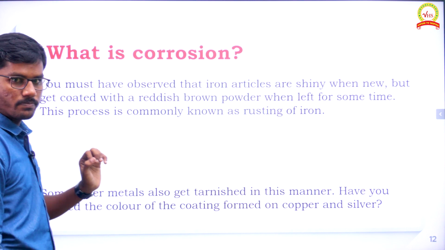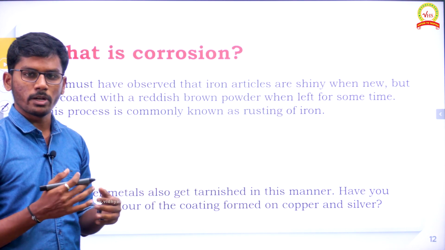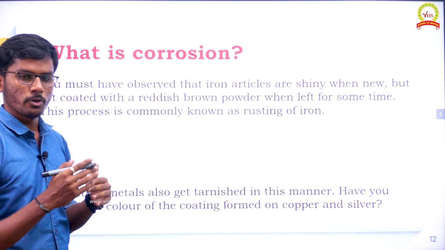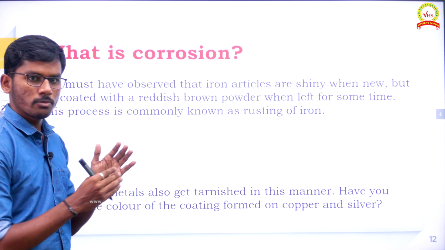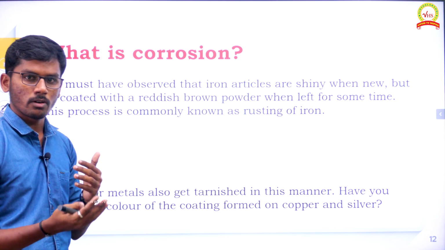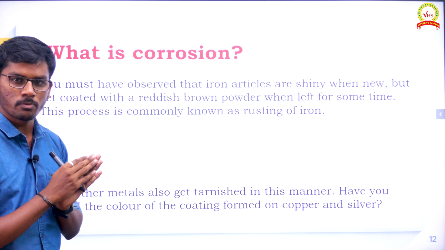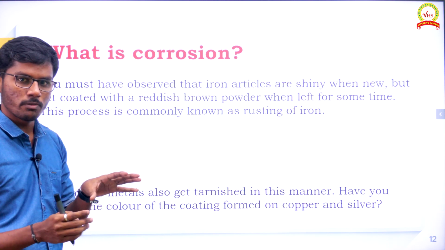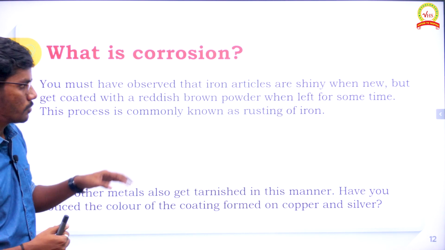What is corrosion? You would have seen some materials made up of metals. If they are exposed to the outer atmosphere for a few days or a few months, the color or the surface becomes dull. From its shining nature, it becomes dull. That process is what we call corrosion. But how does it happen? That is what we are going to learn. Let's follow the lines.